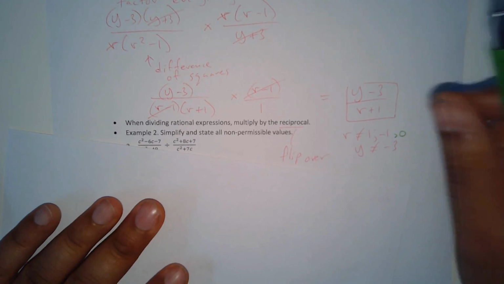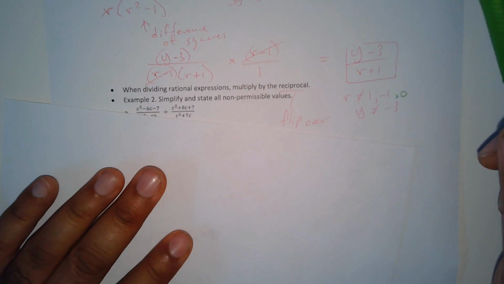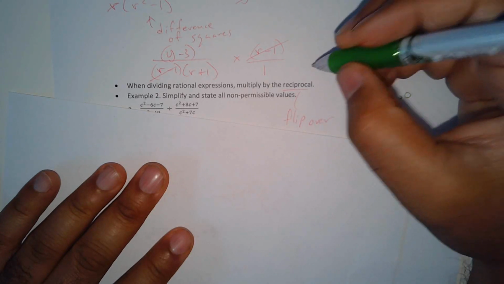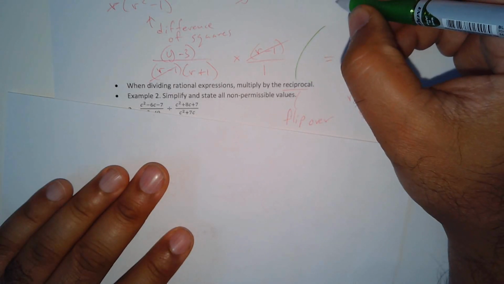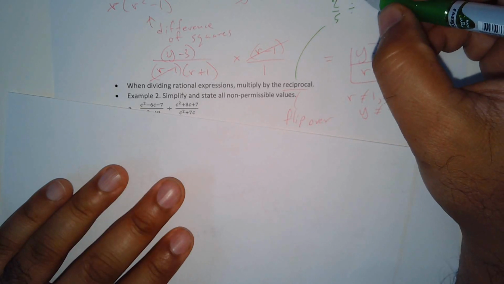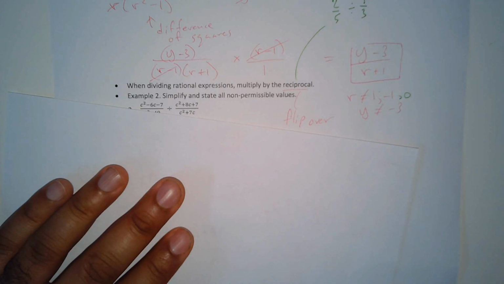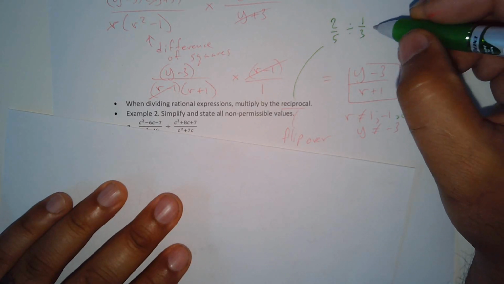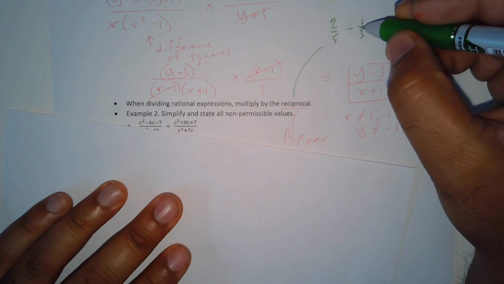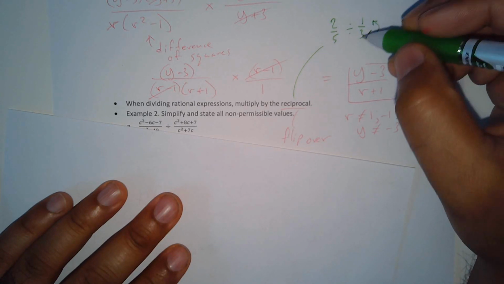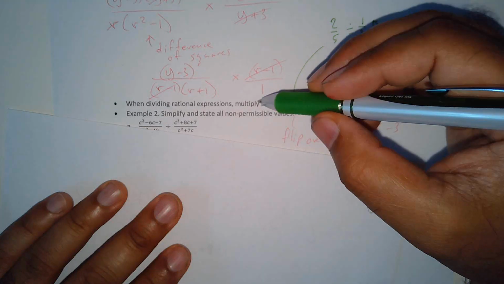Okay, now dividing is a little bit more complicated. When you divide rational expressions, you have to multiply by the reciprocal. So for example, if I've got 2 over 5 divided by 1/3, the reciprocal means that the fraction that you're dividing by has to be flipped over, and then this changes to a multiplication.